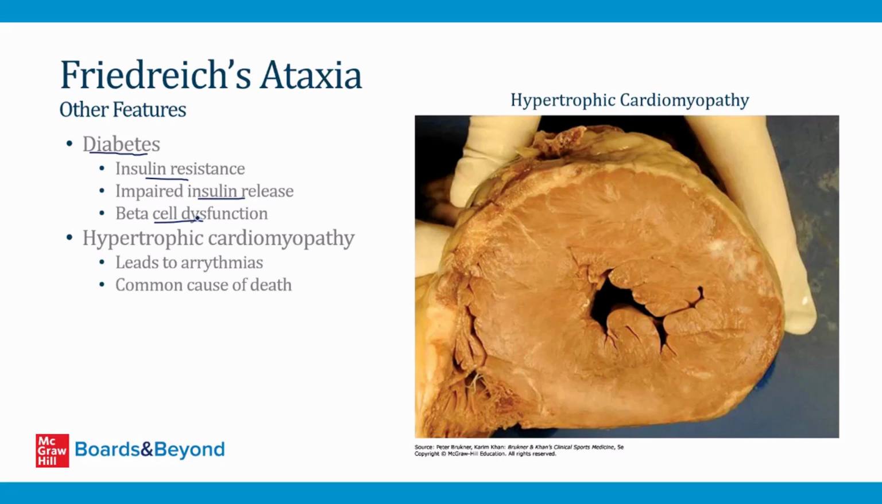And then the classic complication of this disorder in the heart is hypertrophic cardiomyopathy. This is a picture of it on the screen here. This left ventricle is very, very thick, much thicker than you would expect in a normal person. And this can lead to arrhythmias, and this is a common cause of death. Even though this is a neurologic condition, the common cause of death is problems related to the heart and hypertrophic cardiomyopathy.